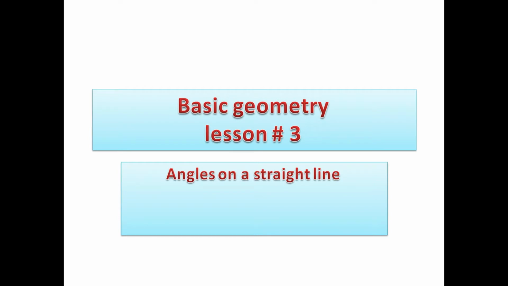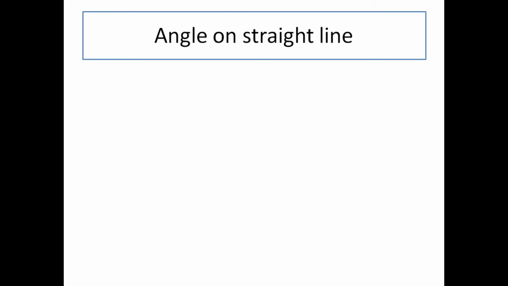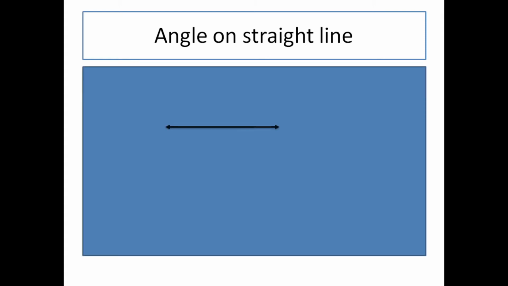This is lesson number 3 about angles on a straight line. You can see here this is the straight line and the angle formed on the straight line is this one, and the second angle is on the left hand side of the line, this one with the green arc. One angle is A and the second one is B. So you can see here these two angles are on a straight line.